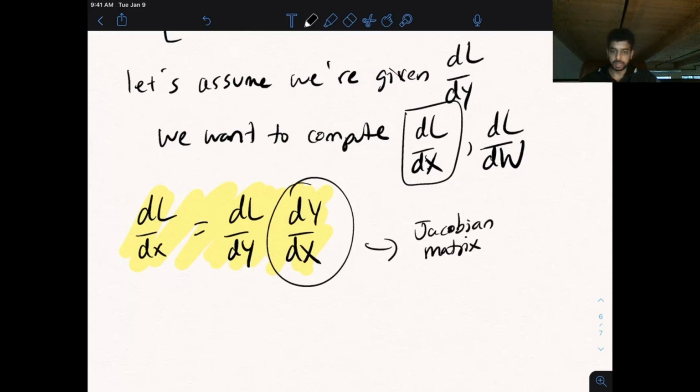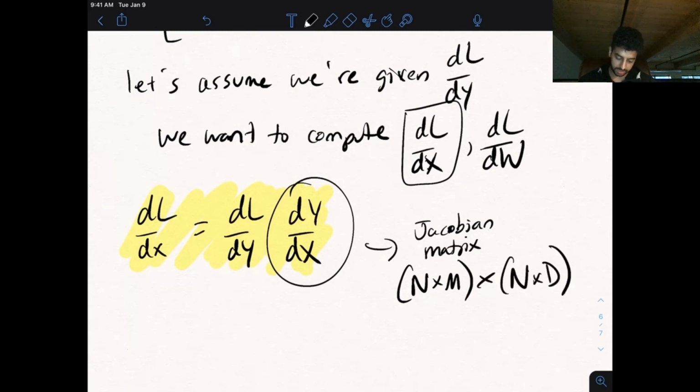So the Jacobian matrix is essentially every element of y differentiated with respect to every element of x. In practice, actually forming the Jacobian matrix can be impractical, right? Let's think about the size of this matrix, since it's every element of y. How many things are in y? Y is an n by m matrix, and then every element of x, which is an n by d matrix.